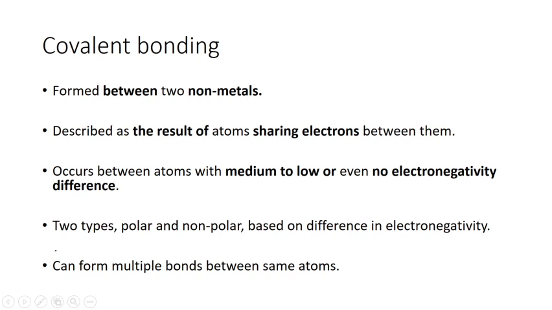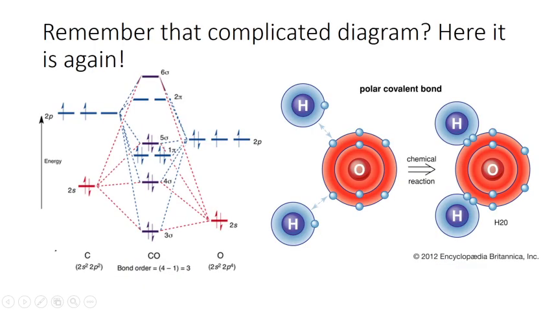When we looked at that diagram for carbon monoxide earlier, if you notice down on the bottom, there was something that said bond order 3. That basically means that there is a triple bond, or that there are 3 individual covalent bonds between that one carbon and one oxygen. So covalent bonds, you can form multiple bonds between the same atoms.